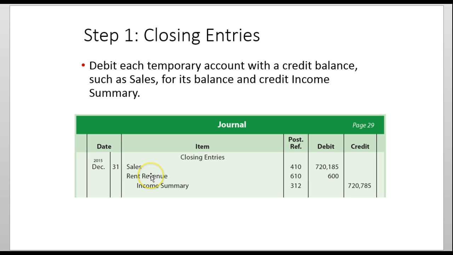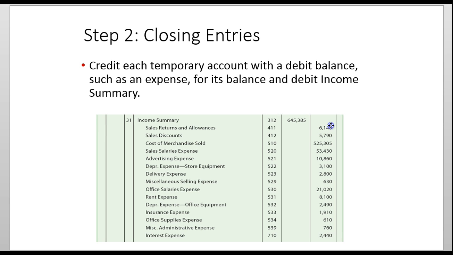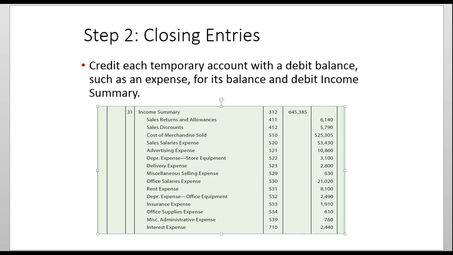You've got sales, you've got rent revenue, goes to the income summary. This is where you have some differences. Now you have to add the sales returns and allowances, the sales discount, the cost of merchandise sold, and those are the three that you add to this because those are actually acting as expenses. They're detracting from the income, so they're added over here in the credit column. Let's move that up. Go down to the next entry.